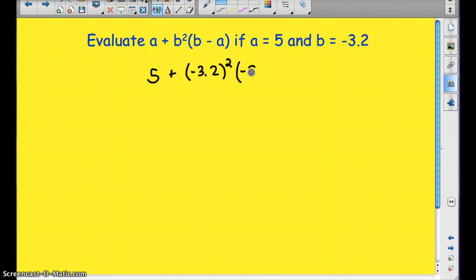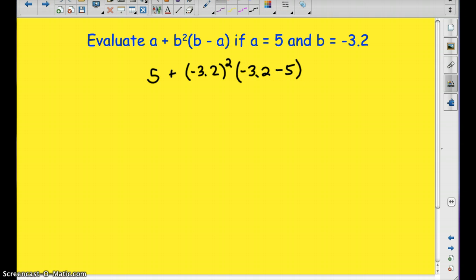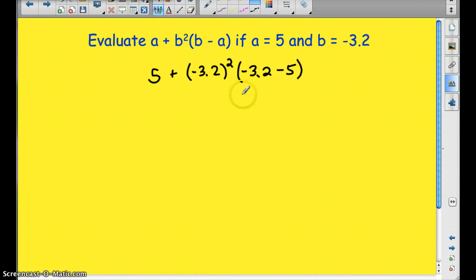And then we're going to have a negative 3.2 minus 5. So with our next step, we're going to go ahead and do the parentheses first. So that would be this part right here. So a negative 3.2 minus 5 is a negative 8.2. And I just rewrite every line for every step. And then the next step is exponents. So when you take a negative 3.2 squared, it's going to be a positive 10.24.